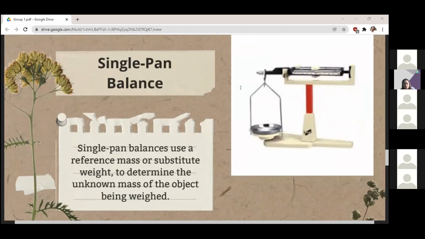Single pan balance uses a reference mass or substitute weight to determine the unknown mass of the object being weighed.